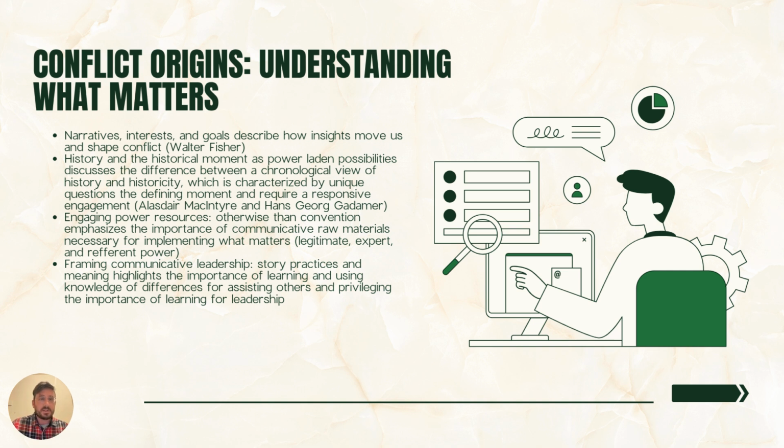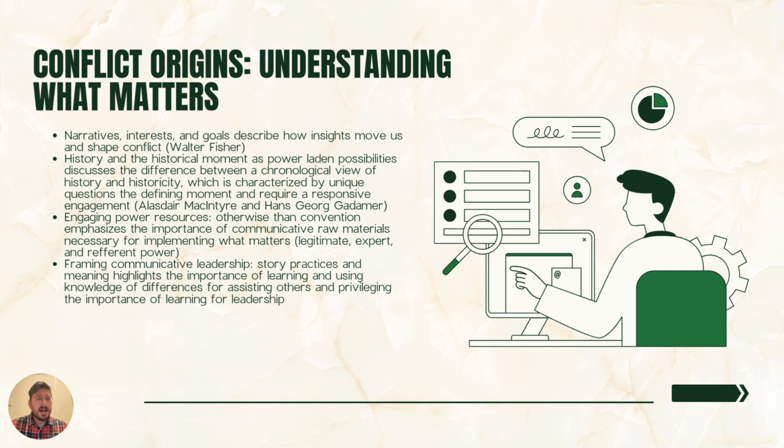This is Conflict Origins: Understanding What Matters. Conflict has lots of different origins. It's a matter of understanding what matters in the conflict. And what I really appreciate about this chapter is it gets further into narratives, history, and some other issues around conflict that help us to understand it better. So here are some ideas to be familiar with when we're navigating this chapter.